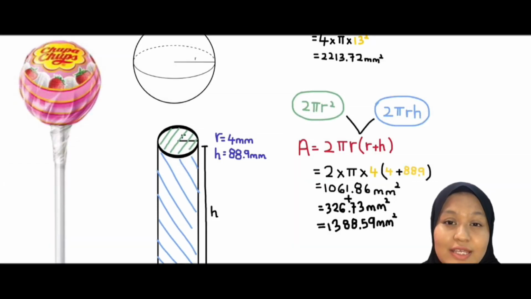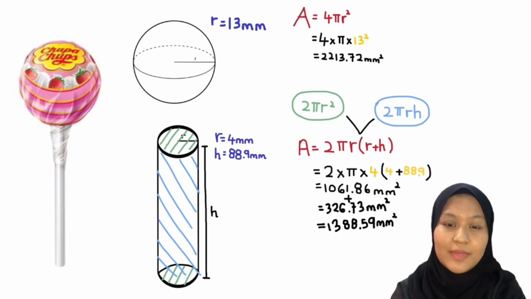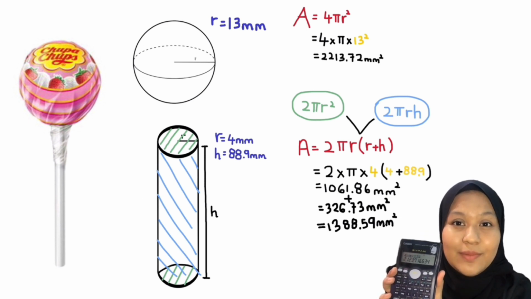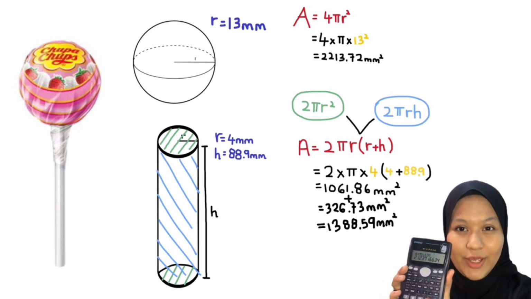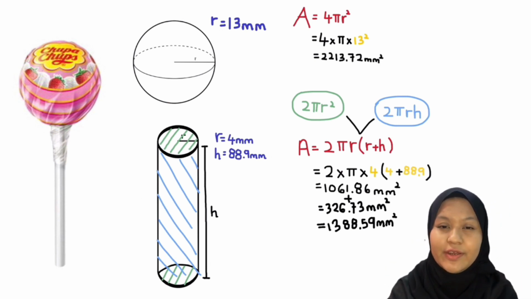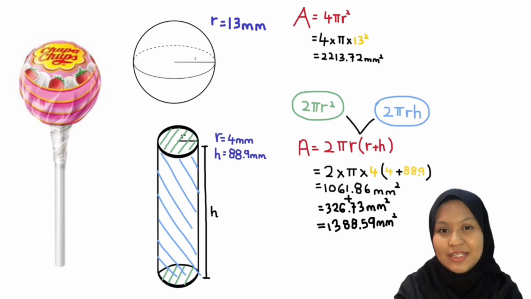The diameter of the sphere is 26 mm, which makes the radius equal to 13 mm. The formula for the area of a sphere is 4 pi r squared, where r stands for radius. Therefore, the calculation should be 4 times pi times 13 squared, which equals 2213.72 mm squared.